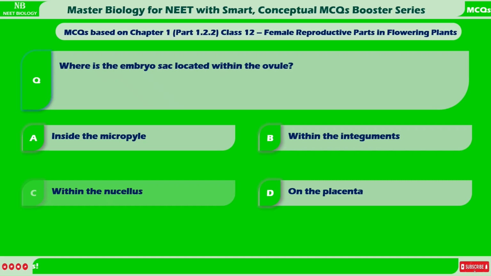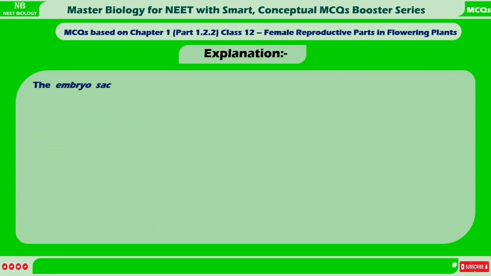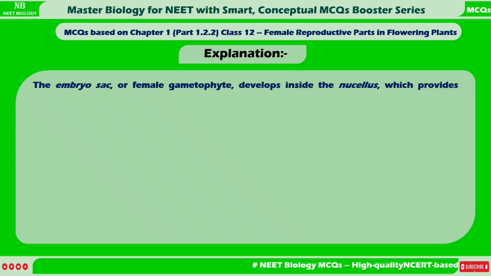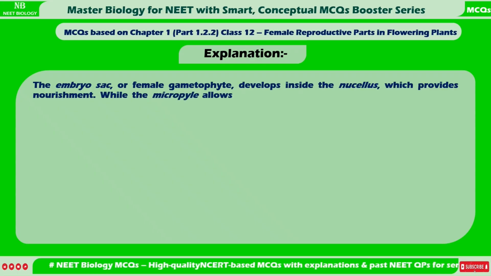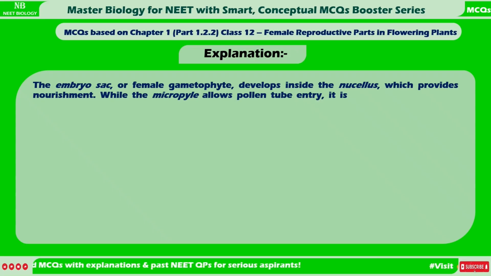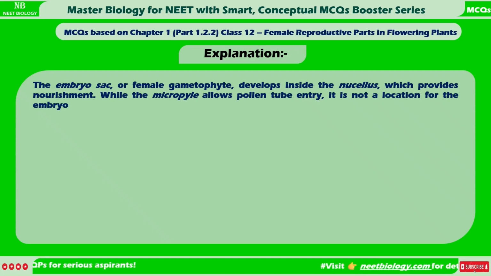Correct answer is C. Within the nucellus. Explanation. The embryo sac, or female gametophyte, develops inside the nucellus, which provides nourishment. While the micropyle allows pollen tube entry, it is not a location for the embryo sac.